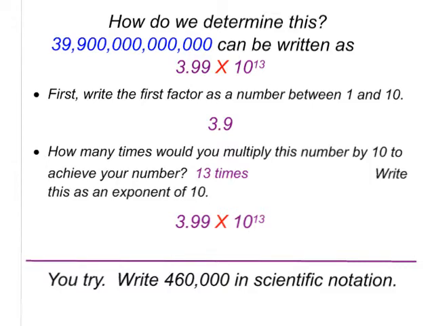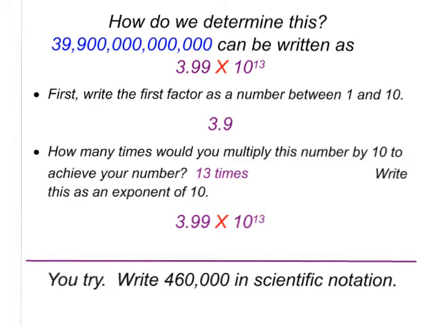Let's take our very large number, and we write the very first factor as a number between 1 and 10. So we take this large number and we move the decimal point to a place that creates a number that is between 1 and 10. That number would be 3.9. Actually, 3.99. I didn't write that other 9 there.